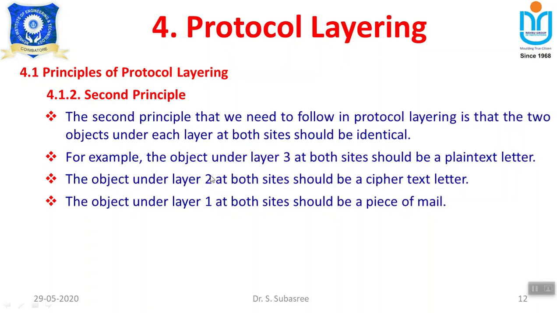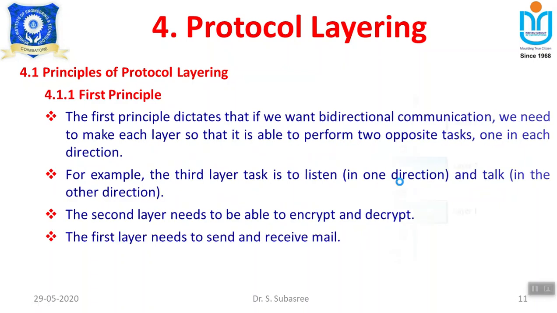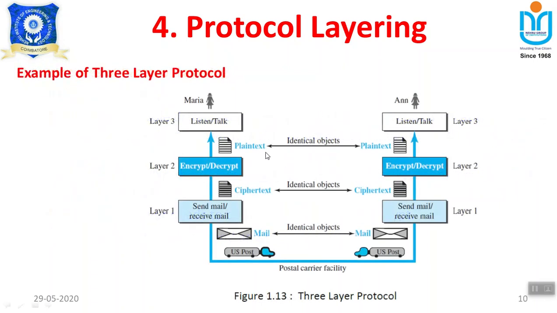For example, the object under layer 3 at both sides should be plain text. See in this example, layer 3, here also plain text. These are called objects. Plain text, ciphertext, mail are the objects. So the plain text of layer 3 is the object. Here the plain text on the other side is also the same. That is, the object should be identical.